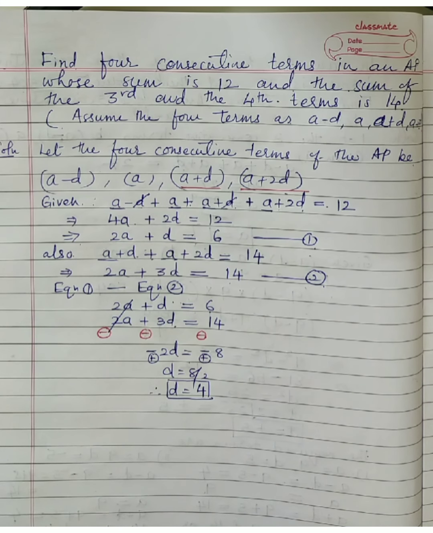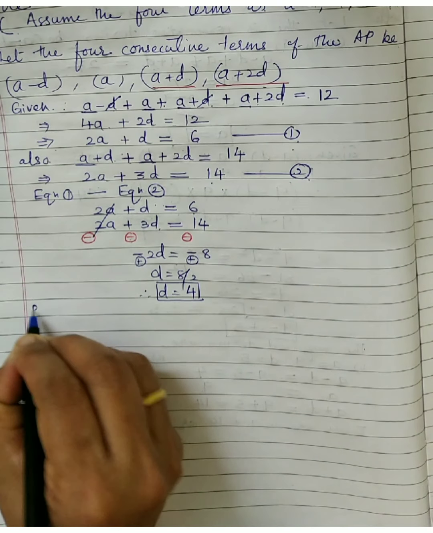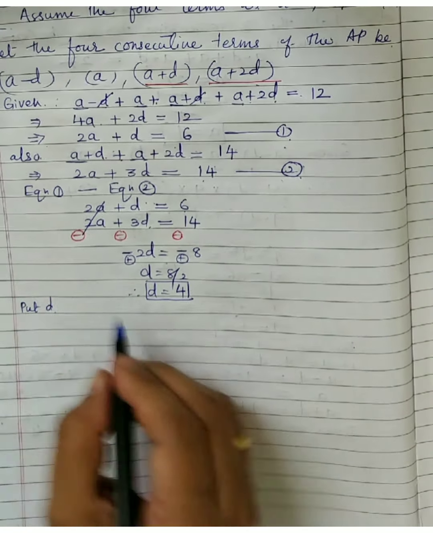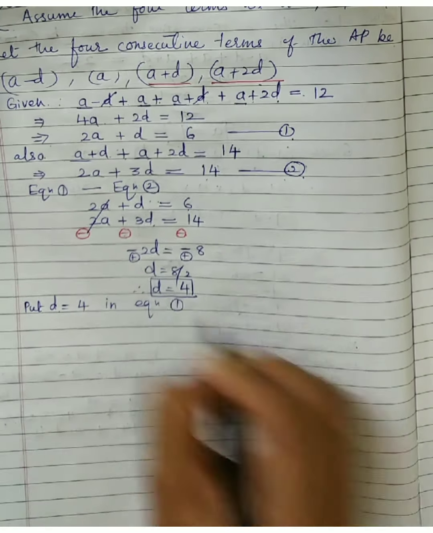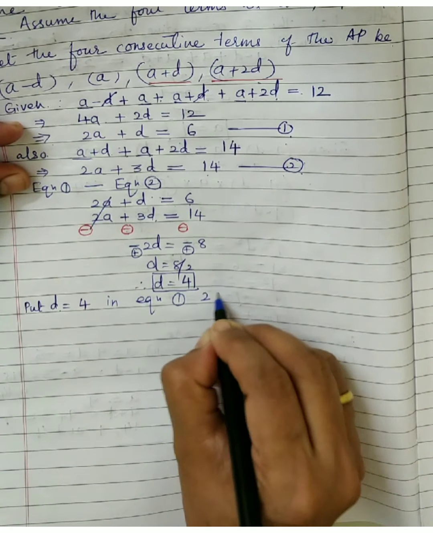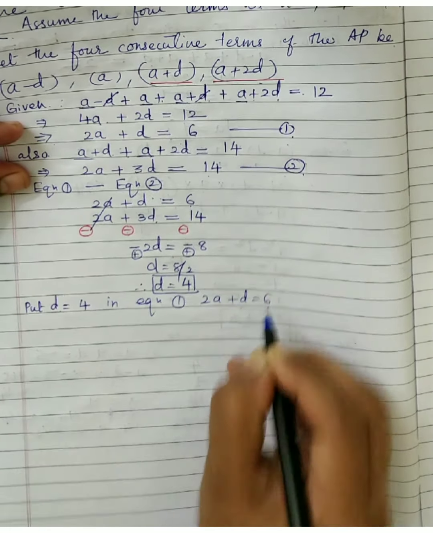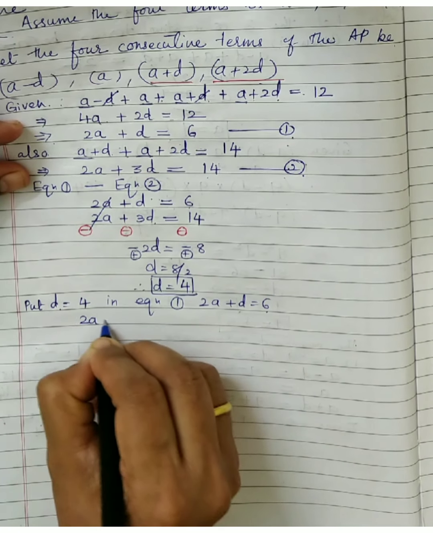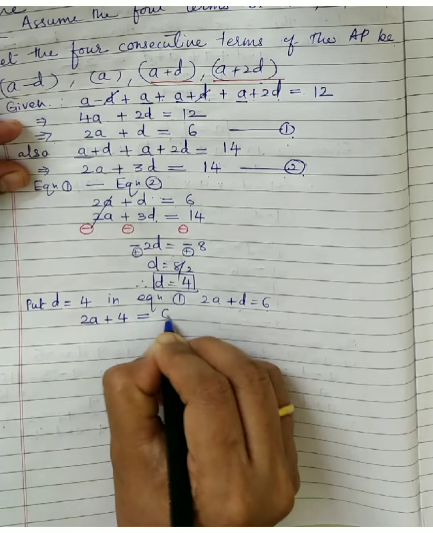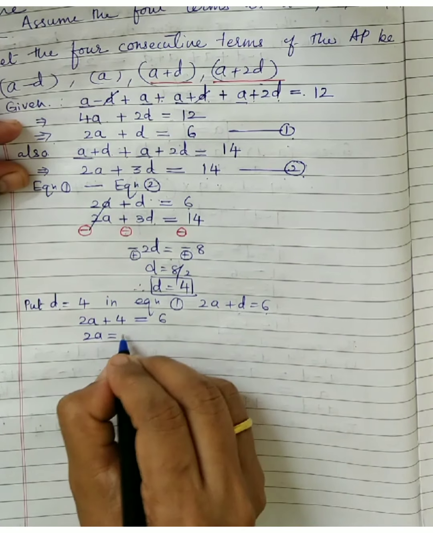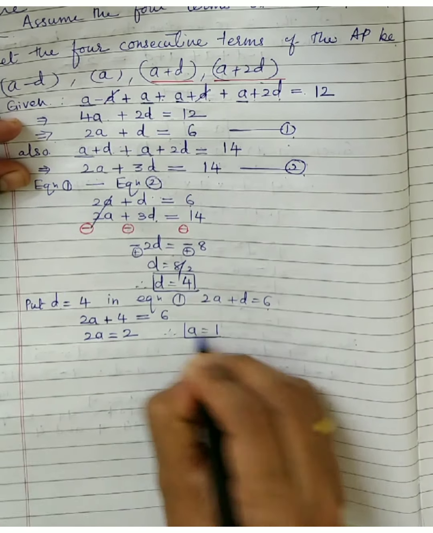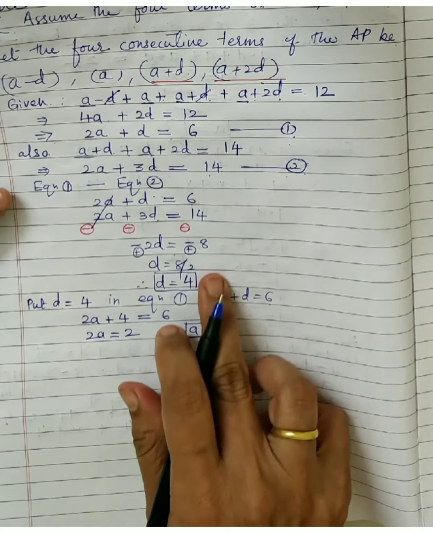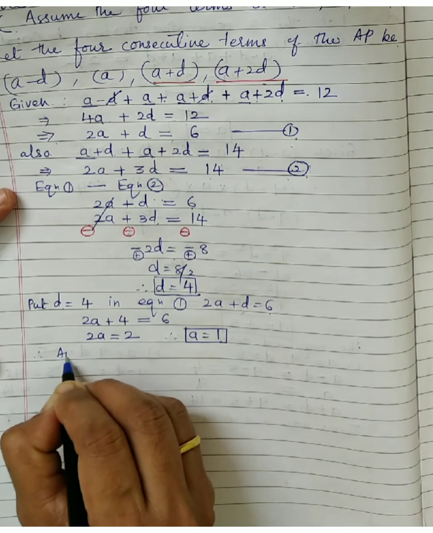Now substitute the value of d and find the value of a as well. So suppose if I put d is equal to 4 in say equation 1. What is equation 1? 2a plus d is equal to 6. So I get 2a plus 4 is 6. 2a is 6 minus 4, 2. Therefore, a equals what? 1. So you have now a is 1, d is 4. So you can write the answer.